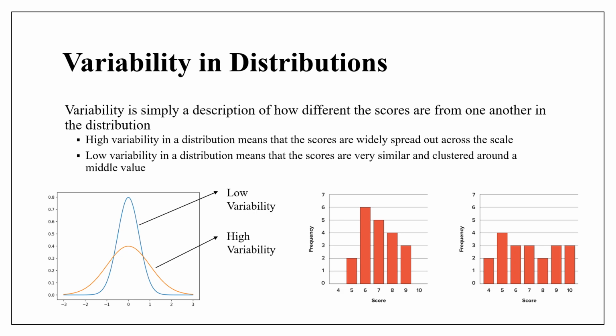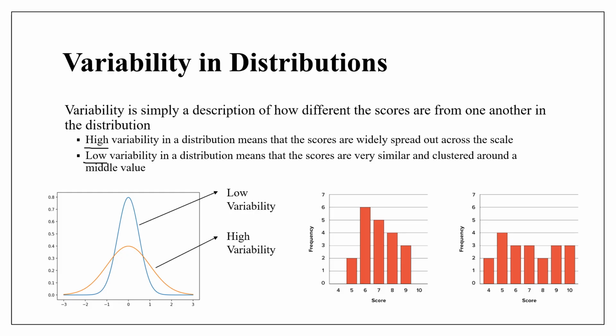Now we're going to move on to another thing that is very important that we can see based on how our distribution looks. And this is going to be variability, which is simply a description of how different the scores are from one another in the distribution. So how much they vary in comparison to each other. We're going to have high variability or low variability.